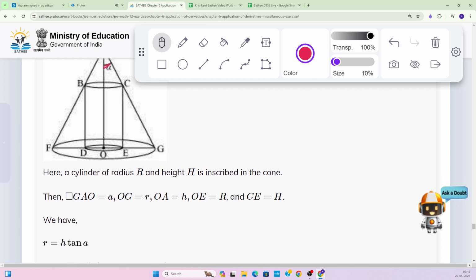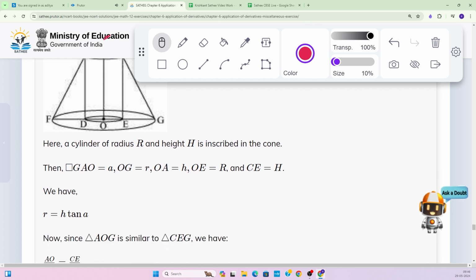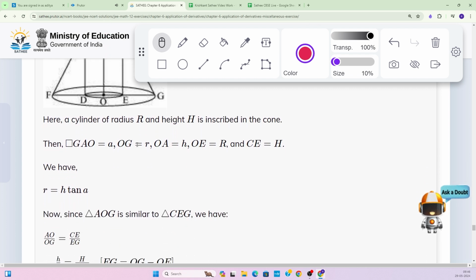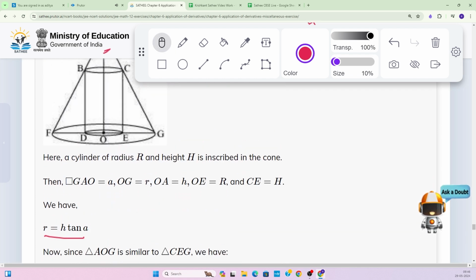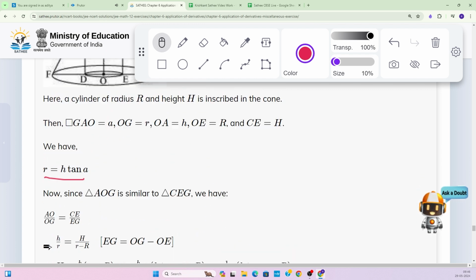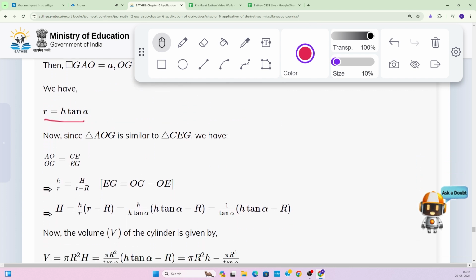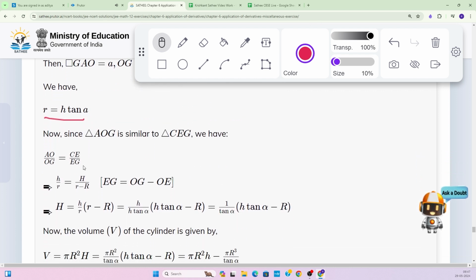Perpendicular, which is AO. AO is H. Base is OG. OG is what? OG is R. So this is what we used. Okay, clear? Now since triangle AOG, as you can see, is a right triangle and also similar to CEG, this means their corresponding sides' ratio will also be the same.